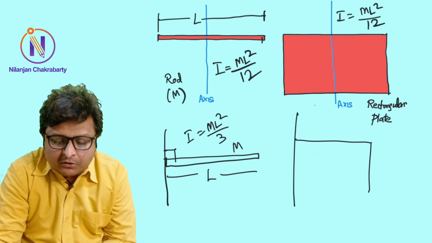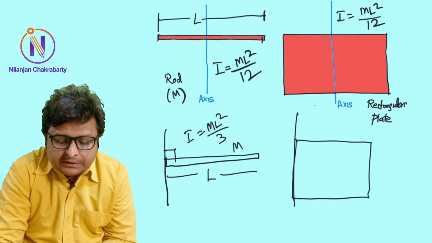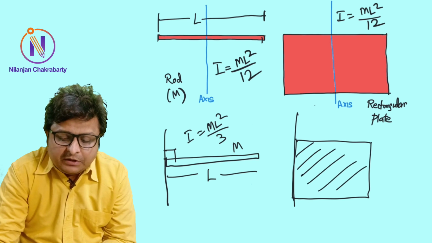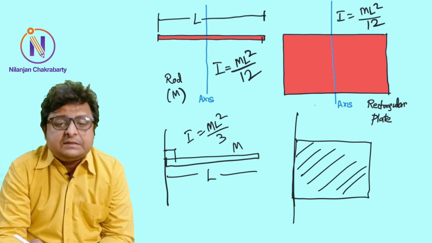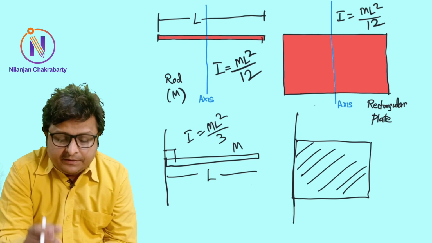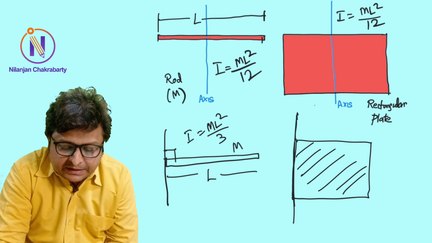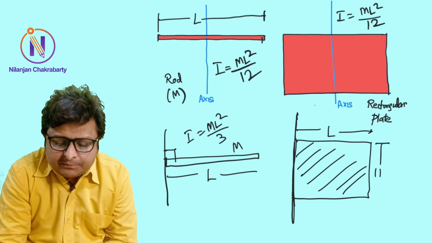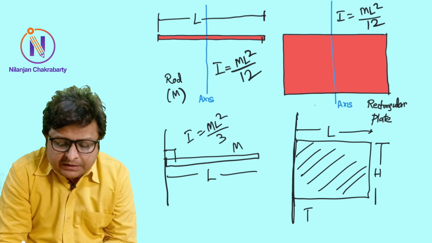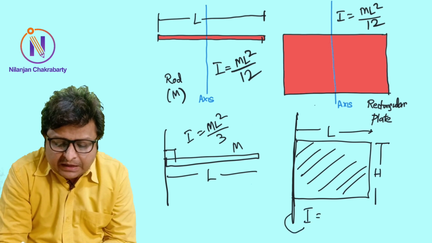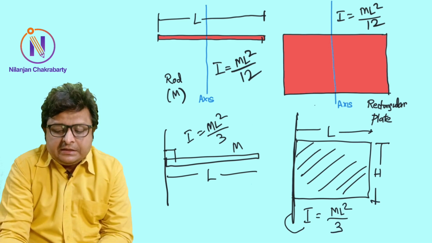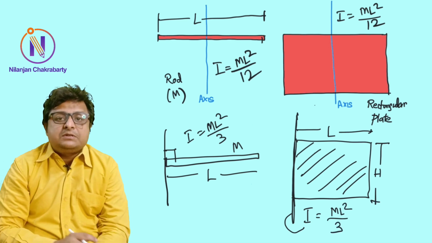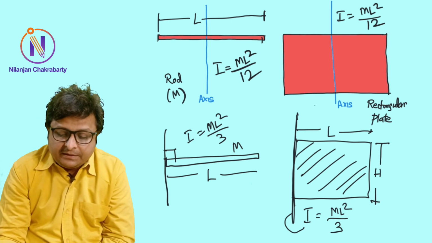अब देखो ये rod ना होके ये अगर ऐसा होता, a rectangular plate, so axis is about the end, and along one side. Suppose this length is L and suppose this length is h, but I about this axis happens to be ml square by 3. It is not dependent on h, because h is along the axial direction.